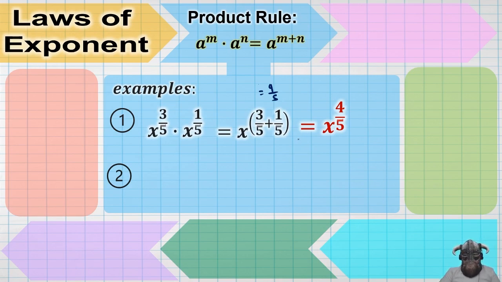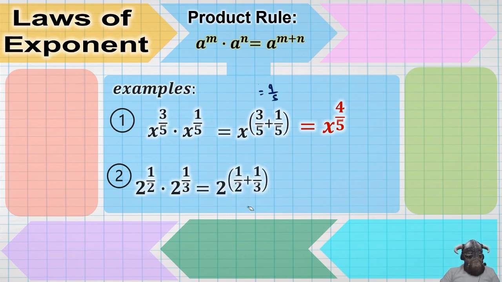Yan. Next example tayo. Next, we'll have here 2 raised to 1 half times 2 raised to 1 third. As you can see, we'll still have the same bases, 2, and they are being multiplied to each other. Therefore, we can still apply product rule. So, anong gagawin natin dyan? Copy the base, 2, and then add their exponent. So, we have now 1 half plus 1 third. So, paano natin sila i-add?